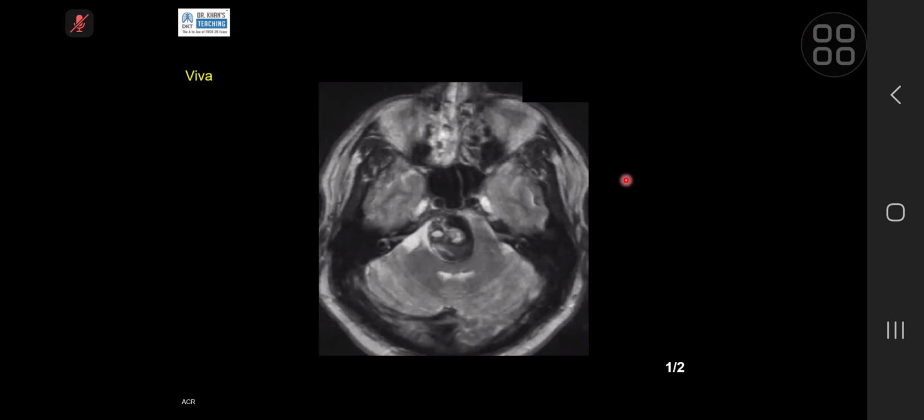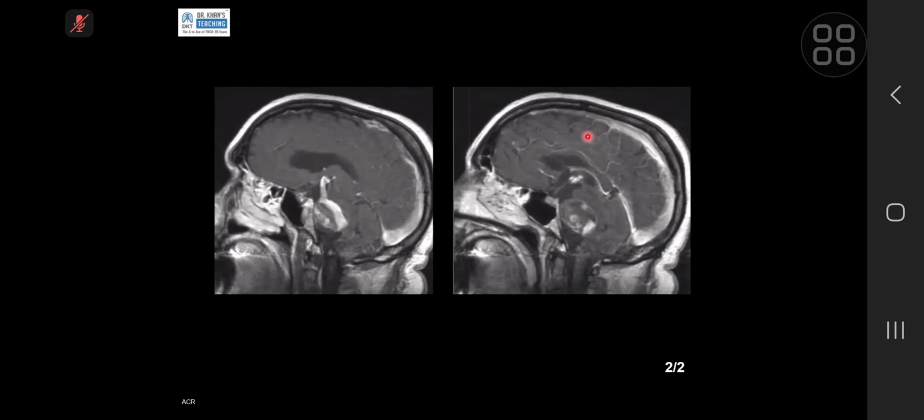Look at this T2 weighted sequence. Here you can see mass effect on the pons, and there look at the signal intensity. It is absolutely bizarre, but it is a bit rounded. And then when you give contrast, this is a T1 weighted sagittal sequence. You can see part of it is enhancing, part of it is thrombosed, and this is an aneurysm of the basilar artery.